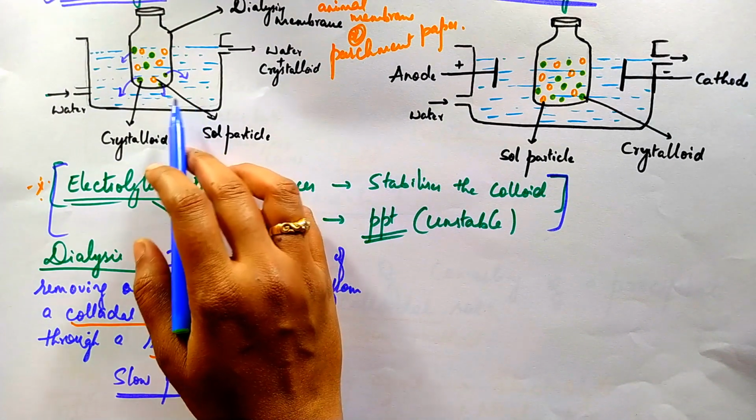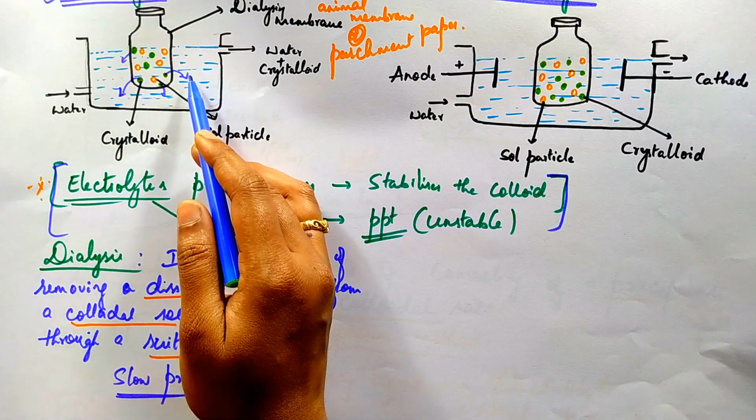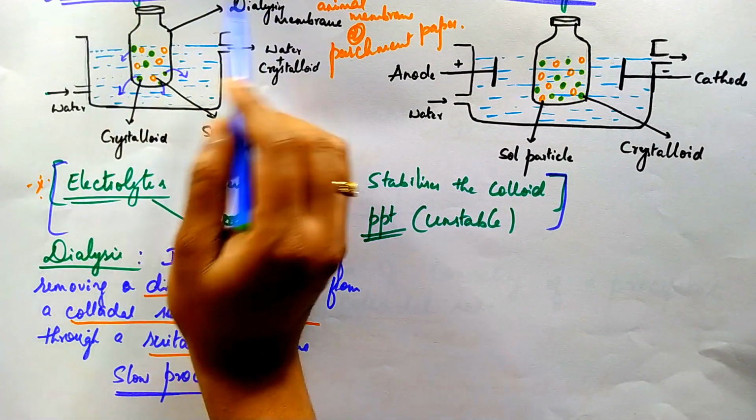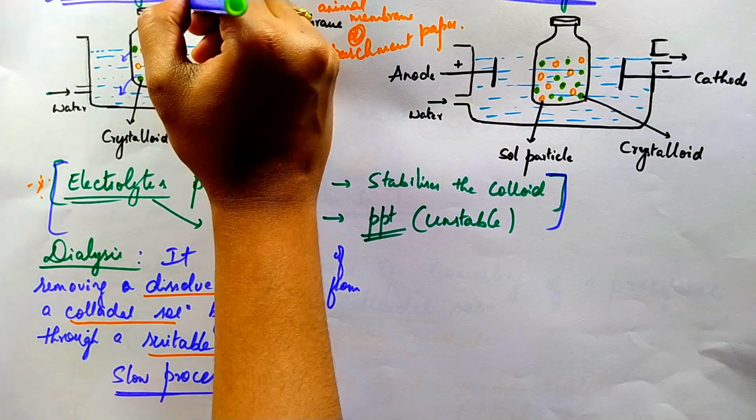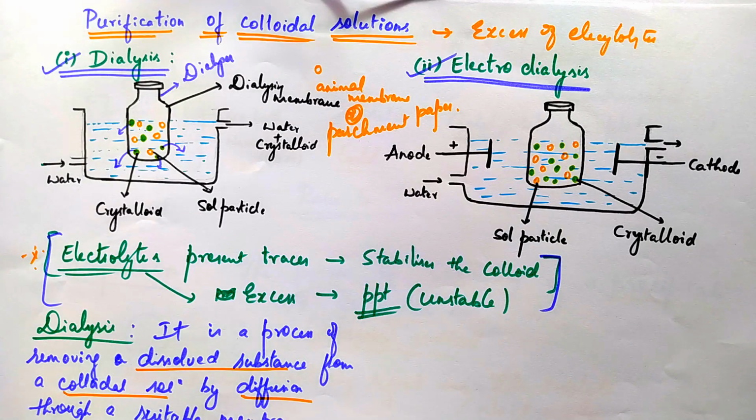This is how the colloidal particles are purified. The impurities are removed and all the colloidal particles are inside this dialyzer. We call it a dialyzer. And the next method is electrodialysis.